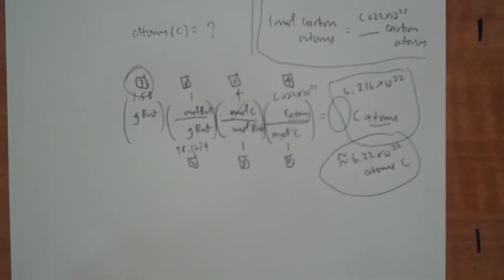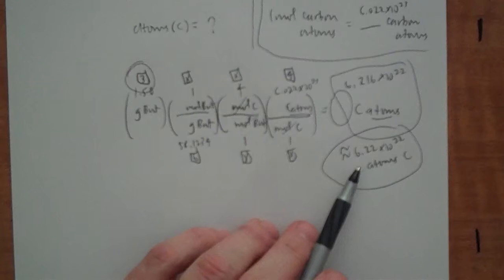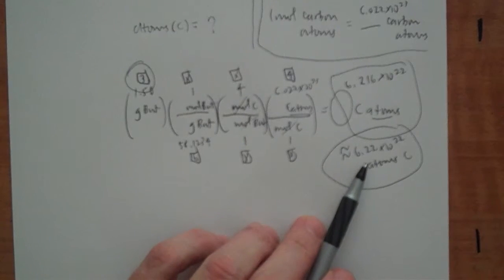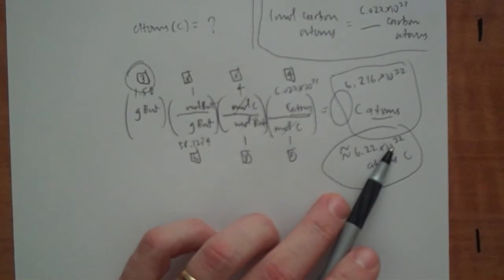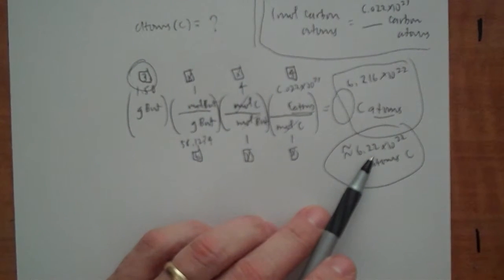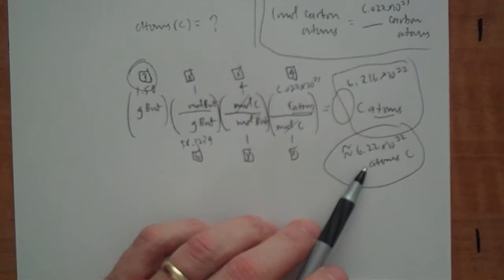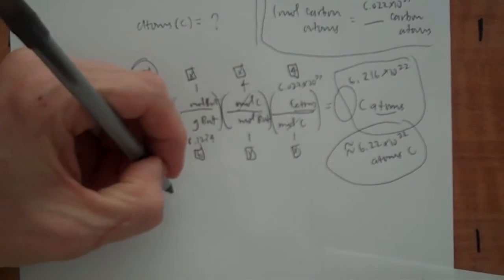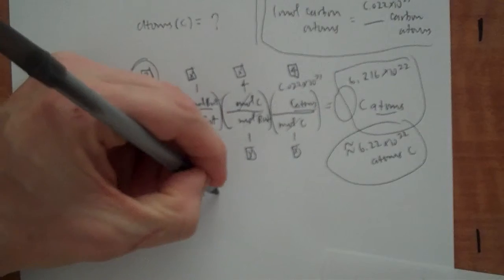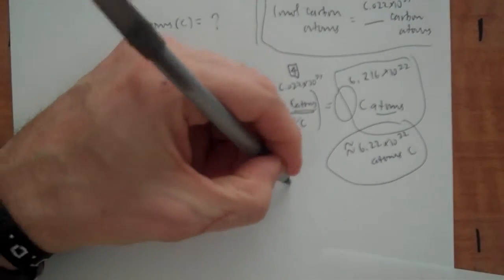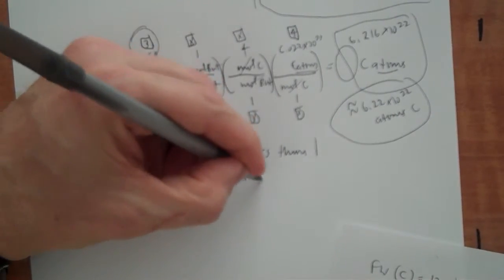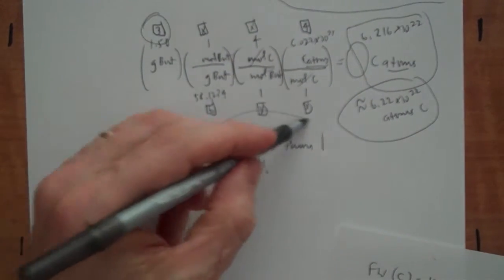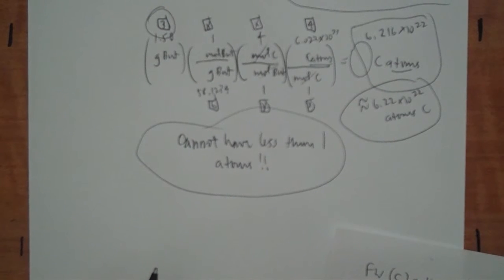The final thing I want to point out here is that if you get a small number here, this makes no sense. Sometimes people say 6.22 times 10 to the negative 22, and that's a very small number, that's less than 1. And you know that you cannot have less than 1 carbon atom. Why can't you have less than 1 atom? Maybe that's something we should discuss in class. You cannot have less than 1 atom.